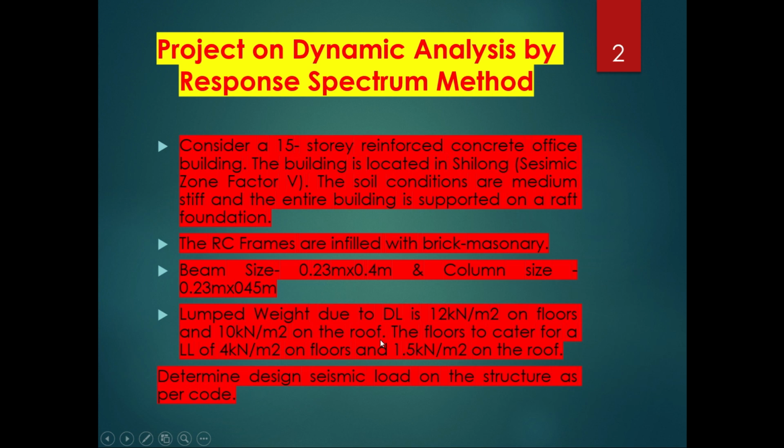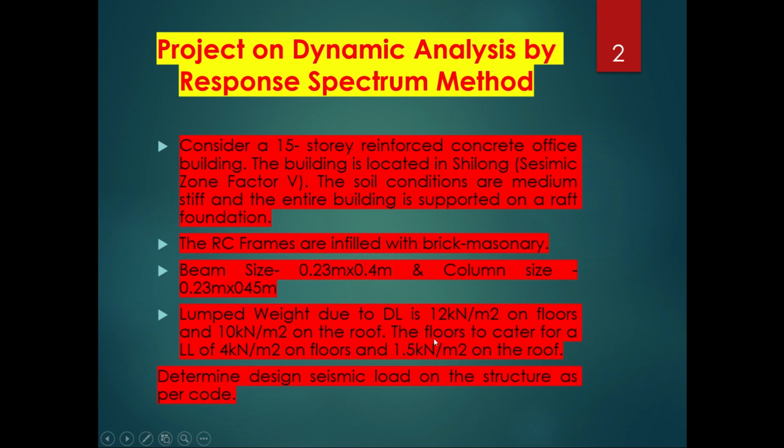So the lumped weight acting on the structure, the dead load, is given as 12 kilonewton per meter square on the floors and 10 kilonewton per meter square on the roof. We have to enter these values in StaadPro. The floors cater for a live load of 4 kilonewton per meter square, and the roof 1.5 kilonewton per meter square.